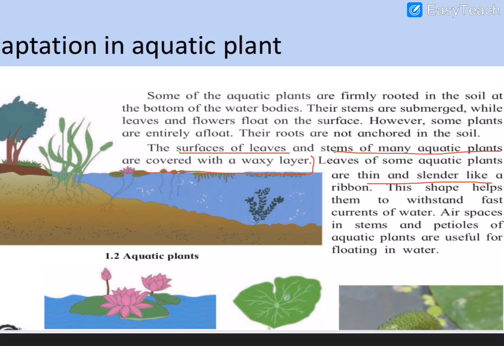This shape helps them to withstand fast currents of water. There will be fast currents of moving, wave-like water. So to withstand these fast movements and currents in water, they have such thin, slender leaves.